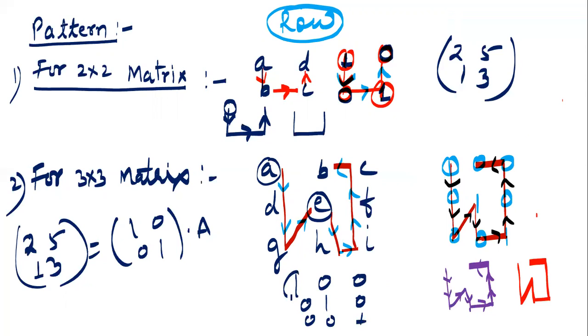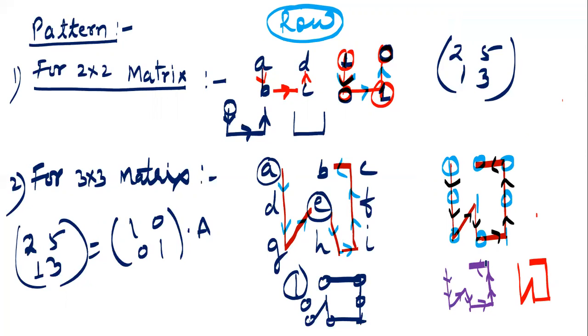So first I will make it 1, then 0, 0, then 1, then 0, then 1, then this, then this. Keep the W type in mind. Follow this pattern. Somehow, W type.